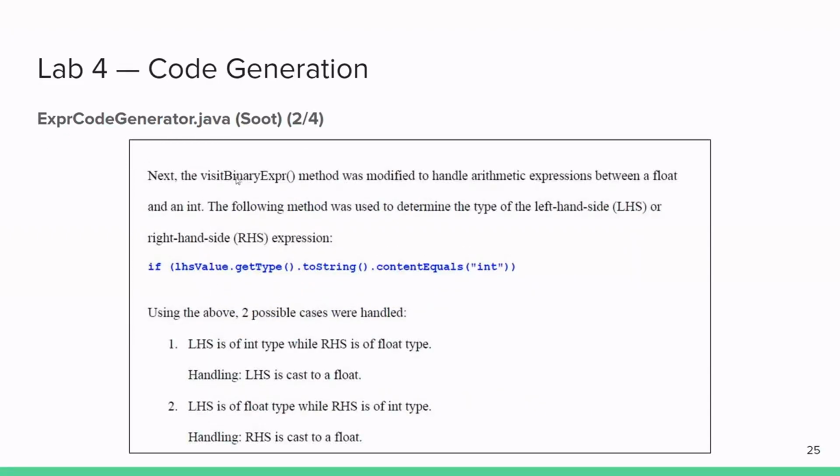Another example is the parsing of binary expressions. So for example, there are two possible cases. The left hand side is of an integer while the right hand side is of float. So in this case, we want to cast the weaker type to the stronger type. So we want to cast the left hand side to a float. Likewise, if the opposite is true, where the left hand side is of float type while the right hand side is of int, we want to cast the right hand side to a float.